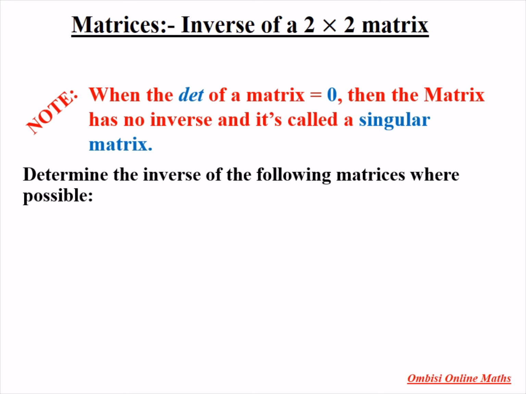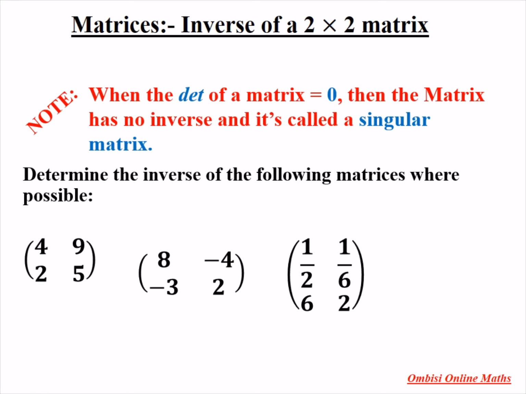Now, practice exercise. Determine the inverse of the following matrices where possible. The first matrix is 4, 9, 2, 5. The second one is 8, -4, -3, 2. The third one is a half, a sixth, 6, and 2. So try to determine the inverse of the matrices below.